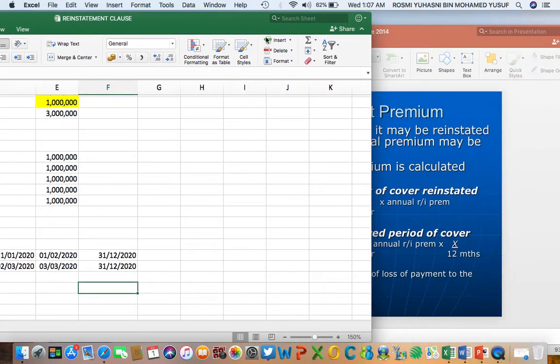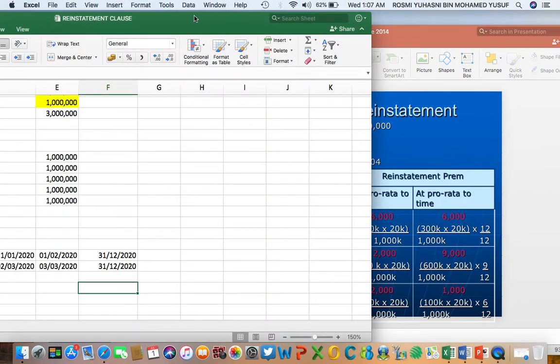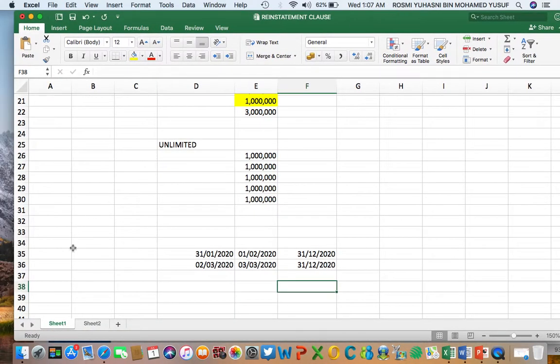So back to the formula here. When it comes to paying additional premium, the insurer will have to pay additional premium either pro rata to the amount of cover, or pro rata to the amount of cover and unexpired period of cover. So there are two ways. It depends on the treaty. Let's go with some examples to make it clearer for you to understand.